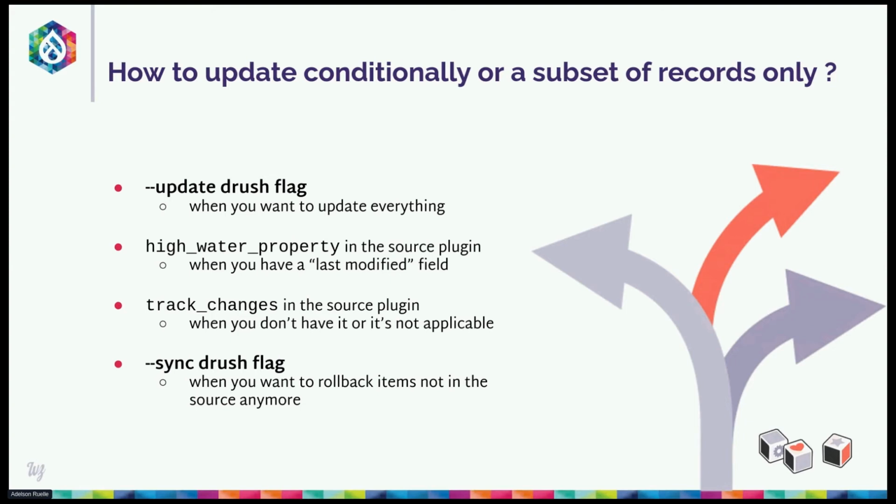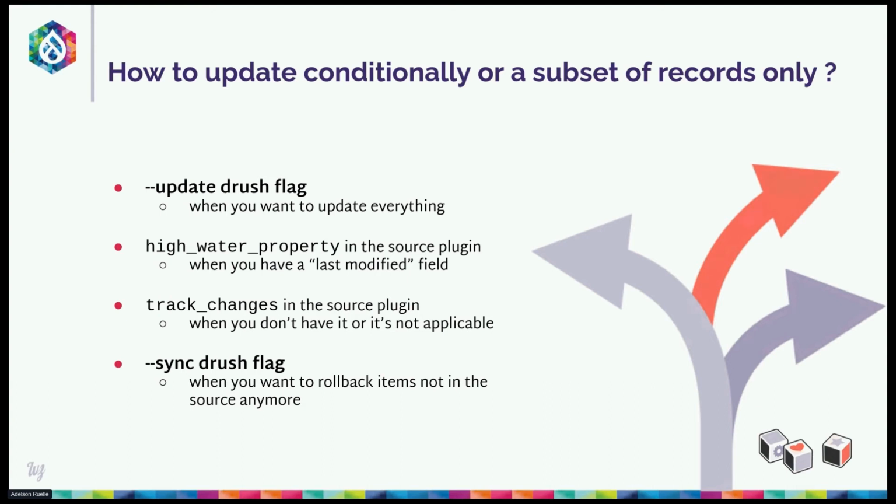First, you've got the update drush flag. It pretty much tells the migration to update every record. Then you've got the high-water property and track changes. Those are both properties of the source plugin.